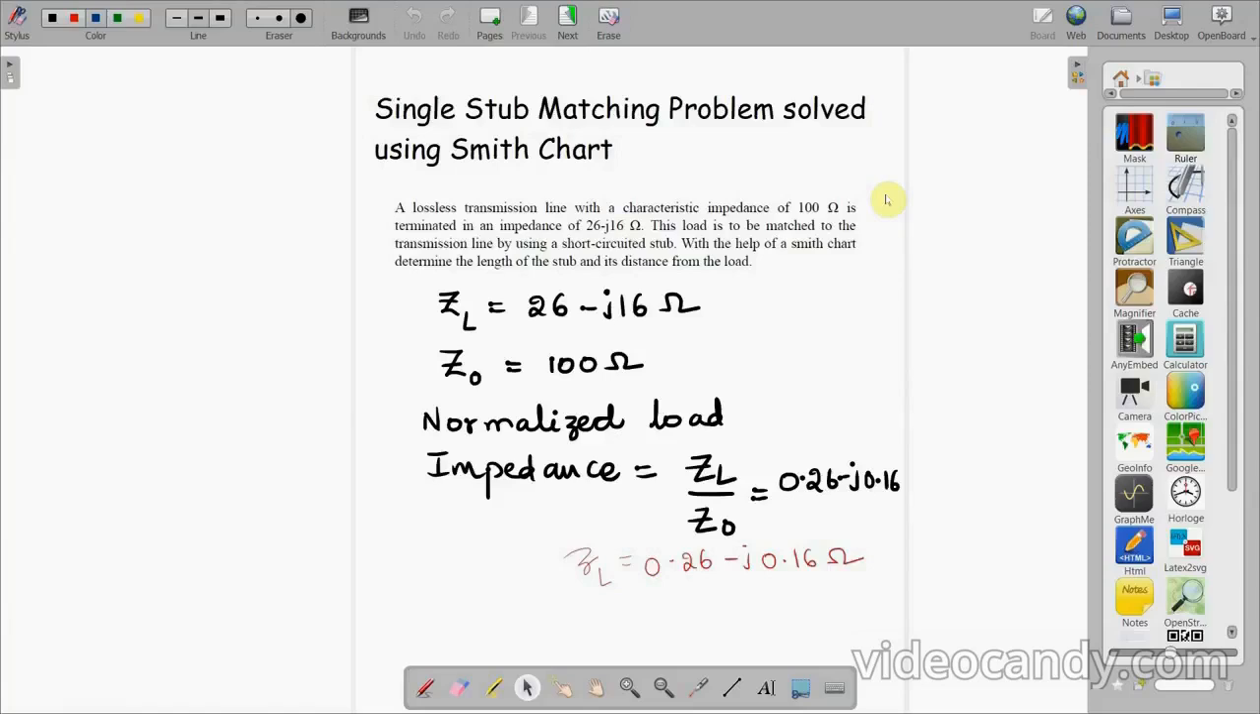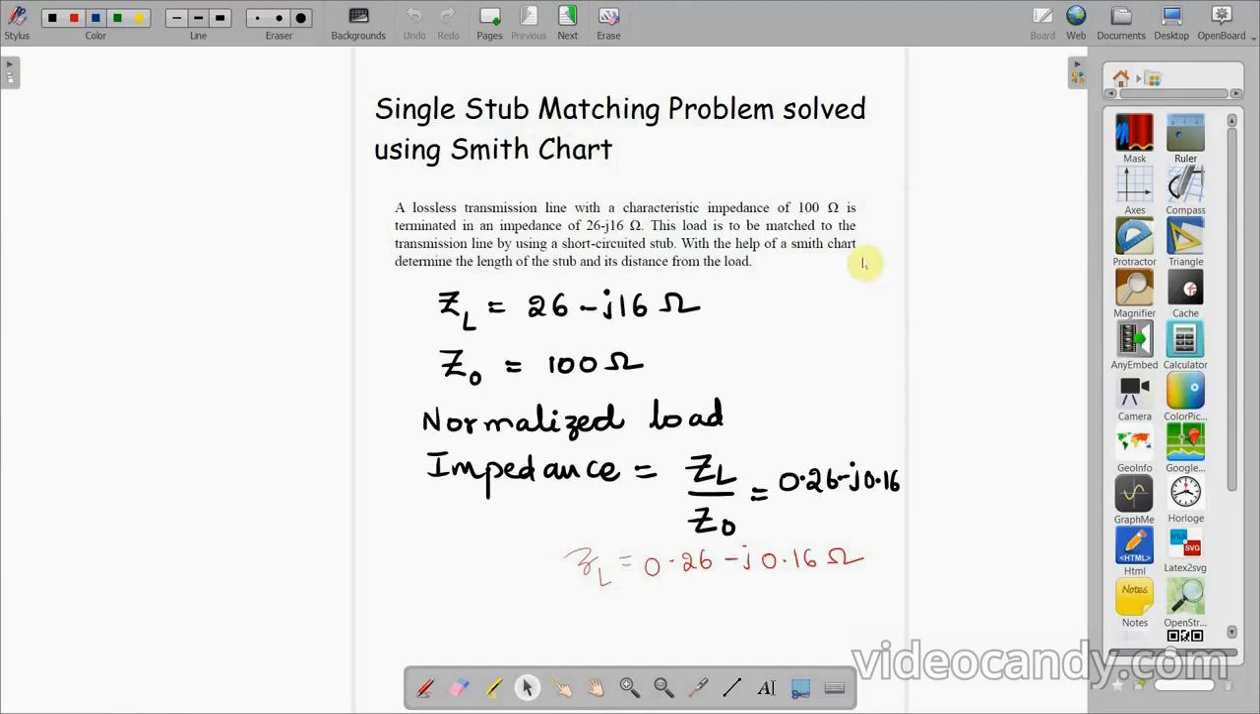Hello all, in this video we will solve a transmission line problem related to single stub matching using Smith chart. Let's see the question first.